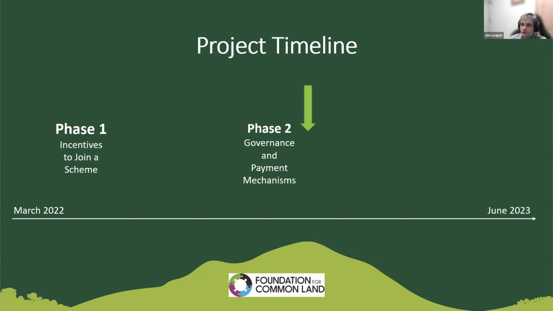And you've just heard plenty on this, which is phase 2 of the project, which we've been looking at governance and payment mechanisms. And we've got the third phase of the project to go to next, which we have already touched on some of with the conservation covenant with Michelmores, but we're going to be looking at more detail on that in the next phase of the project.